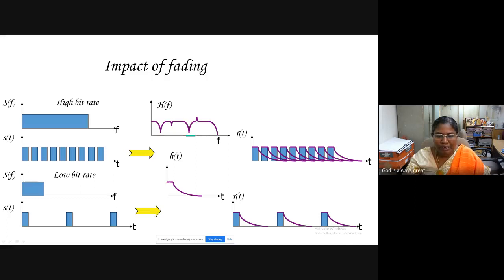So I have transmitted one impulse, but my impulse is extended over time. This extended response of the channel is called the delay spread nature of the channel. Because of this delay spread nature of the channel, you have something called coherence bandwidth in the frequency domain.